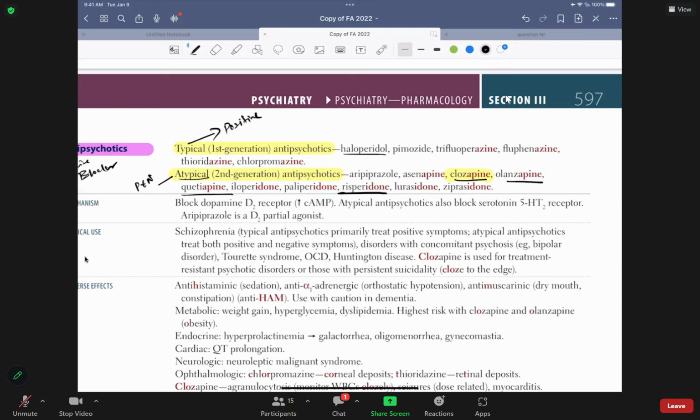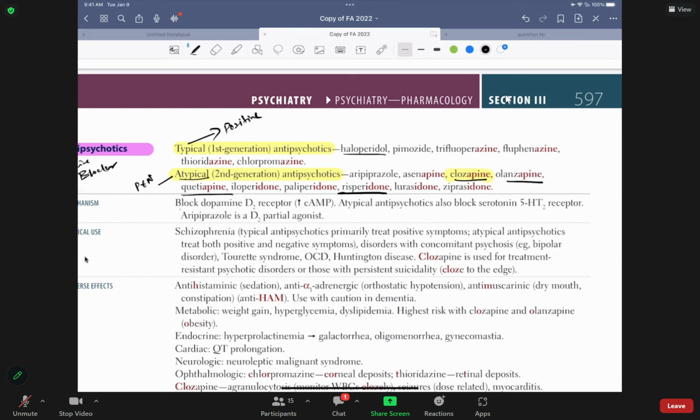Which means it works on mesocortical and mesolimbic. Is everybody clear, folks? That could be a good question. Instead of talking about positive and negative, they could ask you which pathway the medication works on. Okay. So that's your typical and atypical.